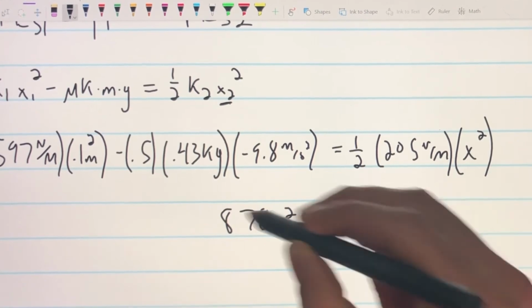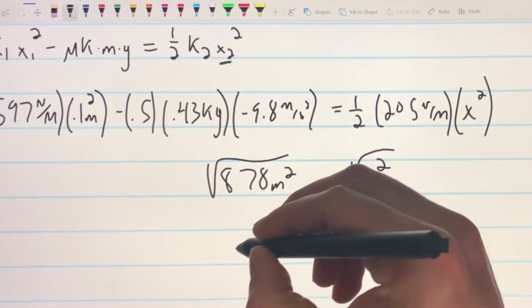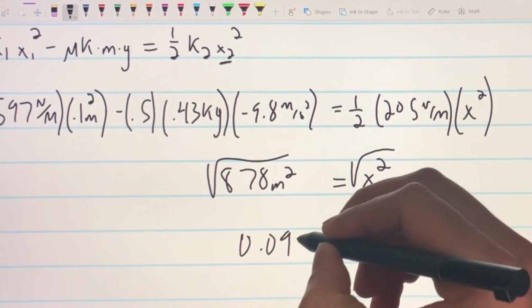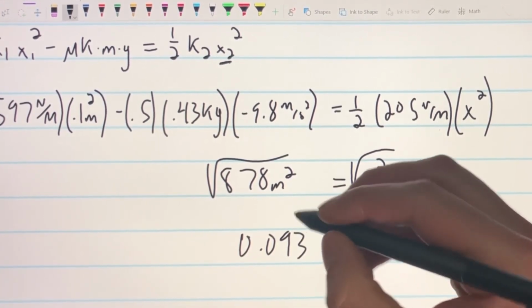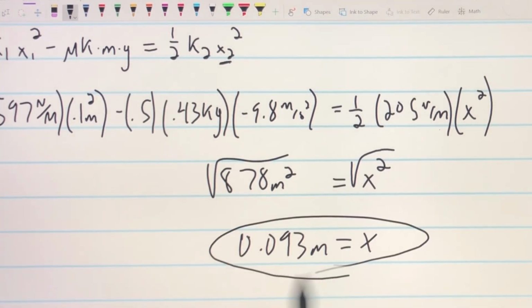So to get the value, you just take the square root, and then that leaves you with 0.093 meters as the distance that the second spring is compressed.